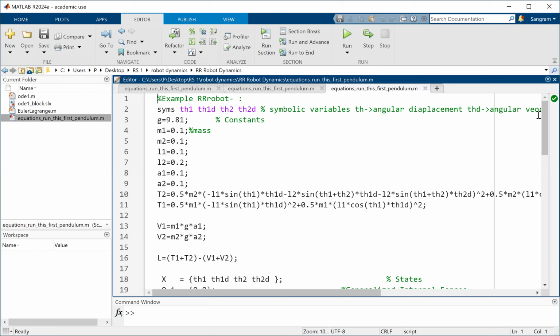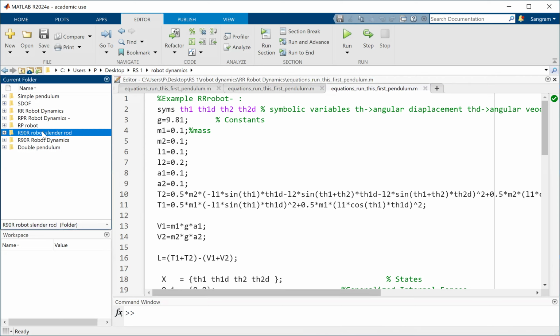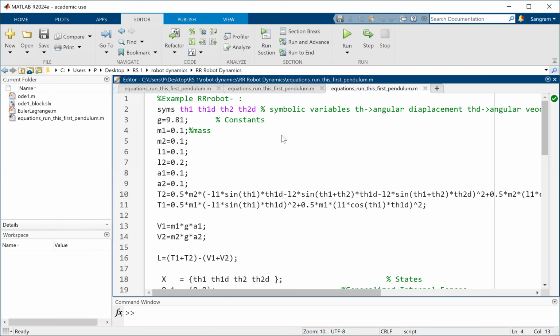And as a matter of fact, if you look at this robot dynamics, I have solved this problem where R90R, which is a robot with a slender rod. So this problem, if you look at it, you have the first revolute joint and the second revolute joint is perpendicular to the first revolute joint. If you look at our robot dynamics, this is our robot dynamics. I want to show you what changes you will make.